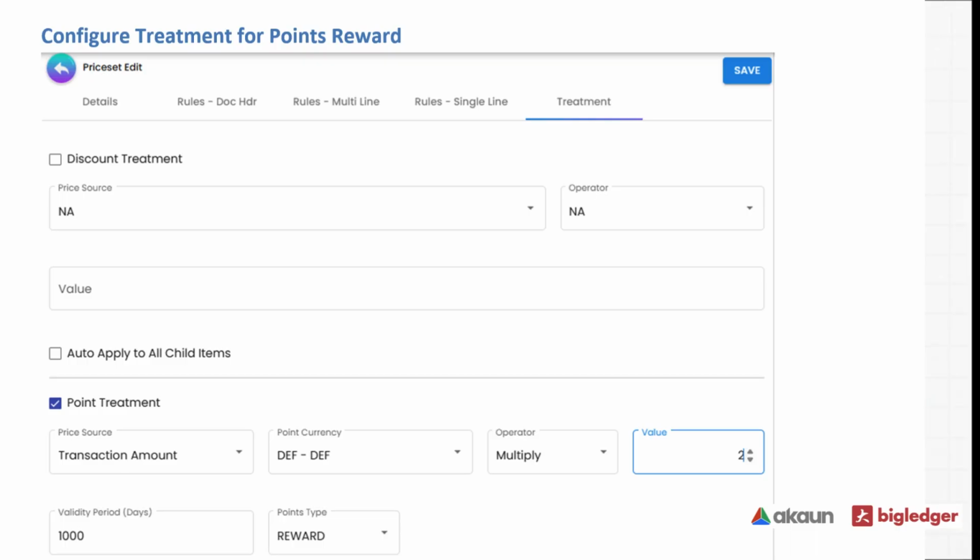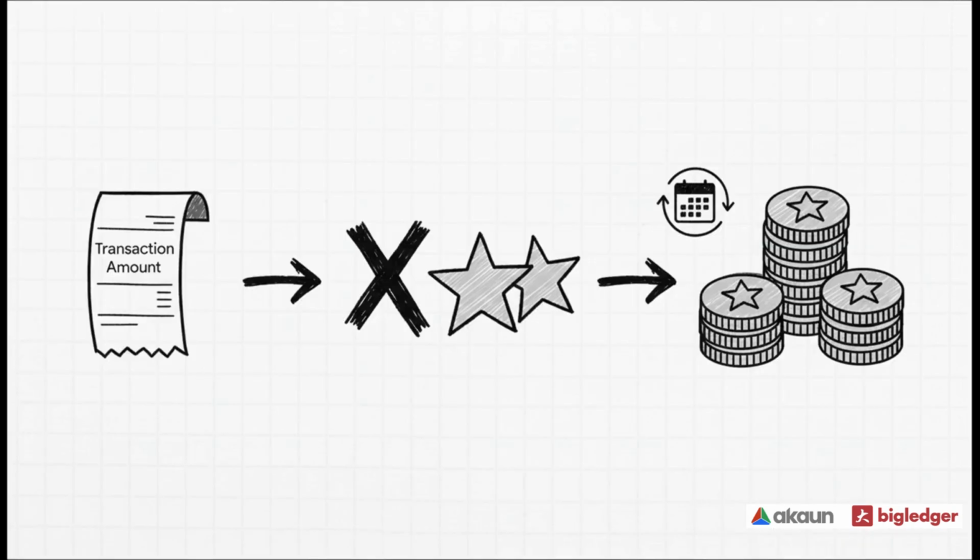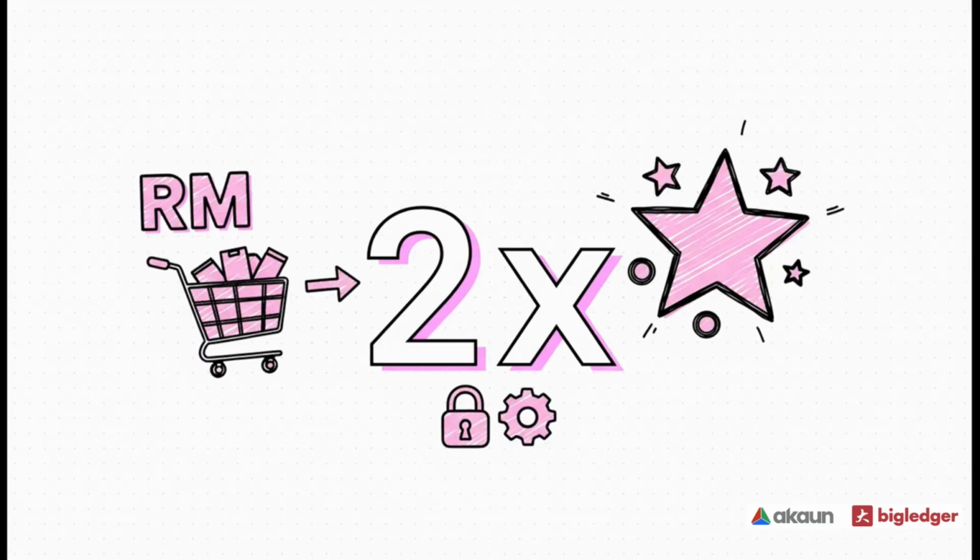So let's break down how this is configured. We're telling the system, look at the transaction amount, use the multiply operator with a value of 2, and then issue those points. It's brilliant. This is literally how you'd set up a double points promotion in just a few clicks. You can even control how long the points are good for. It's total control. So, what's the end result of all those settings? It's simple, it's powerful, and it's crystal clear. For every 1 ringgit a qualifying member spends on a qualifying product, they automatically get 2 reward points. No calculators, no manual entry, no confusion.